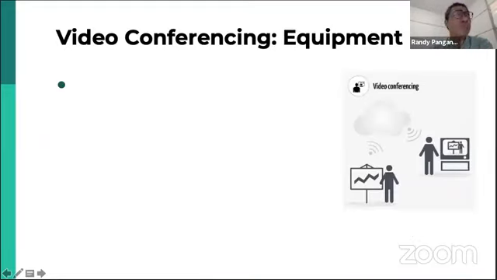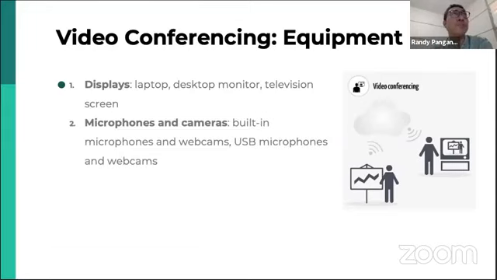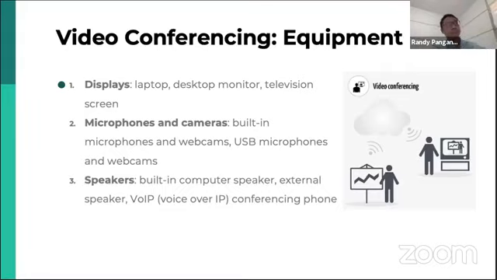Okay, so before we go to that, I think it's very important for us to list down the different equipment that we need for us to be able to do video conferencing properly. Okay, so number one, the displays. Of course, you need to have a laptop, a desktop monitor, or a television screen. So basically, you just need a PC. Okay, a PC or a laptop. Okay, with that, you also need microphones and cameras, of course. So built-in microphones and webcams dun sa mga laptop nyo. Kung external naman yan sa mga PC nyo, yung mga USB microphones or webcams, that can also work.